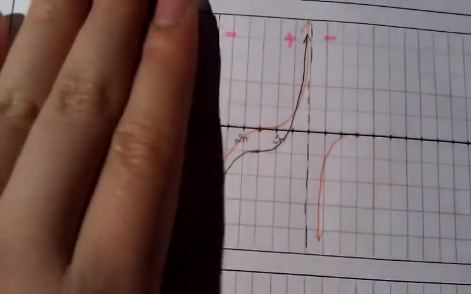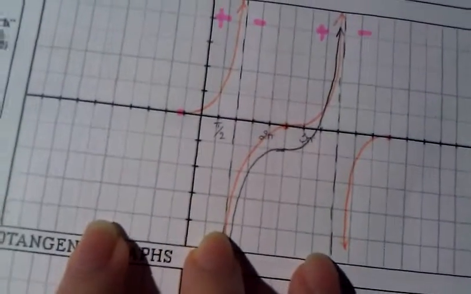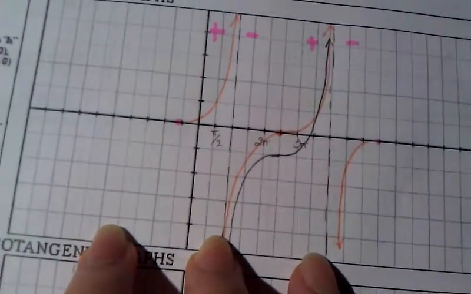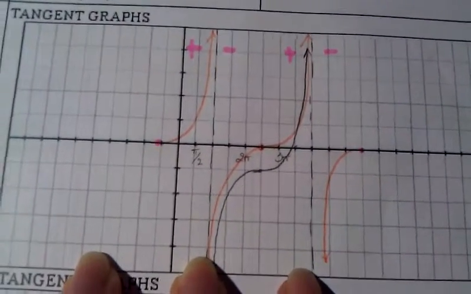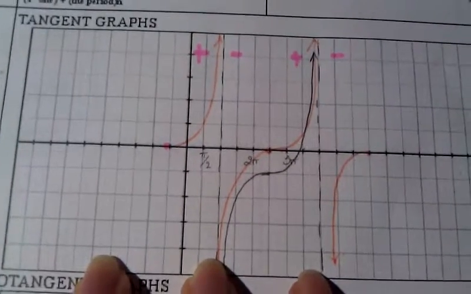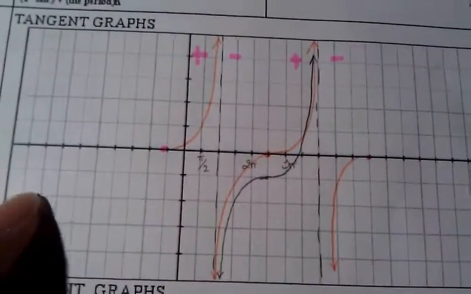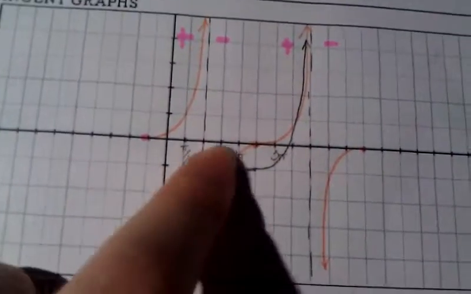Usually we don't graph this part, and we don't graph this part, because we only focus on one period. And we know that tangent's period is pi. So, how do we guess the asymptote that shows where the graph is going to go and what it looks like?